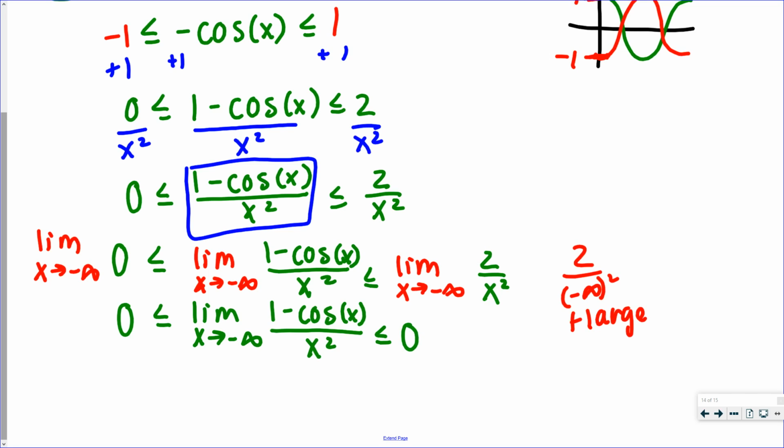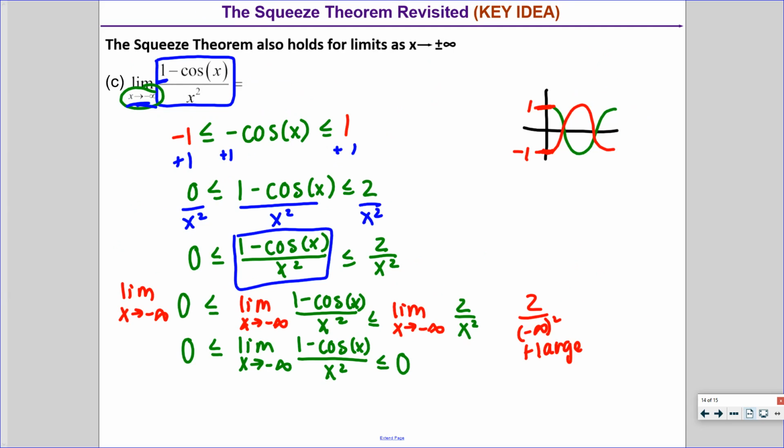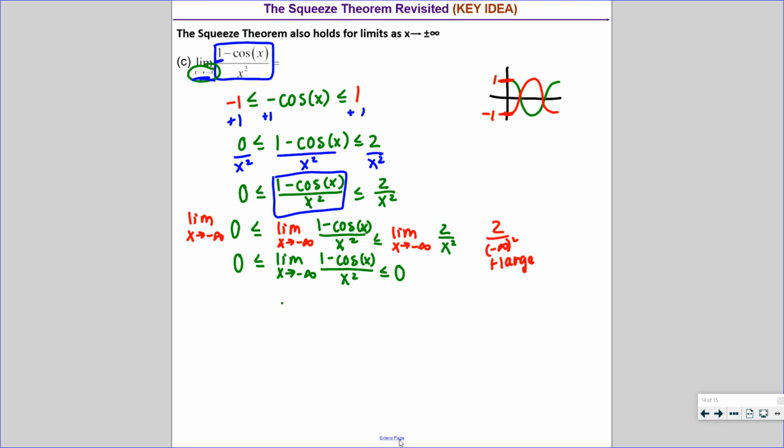Okay, so now this is sandwiched in between 0. So this is what the squeeze theorem allows us to conclude. Therefore, the limit as x approaches infinity of our middle piece there, 1 minus cosine of x over x squared, would also be 0. Obviously, if it's greater than or equal to 0 and less than or equal to 0, it has to be 0. It's the only way.